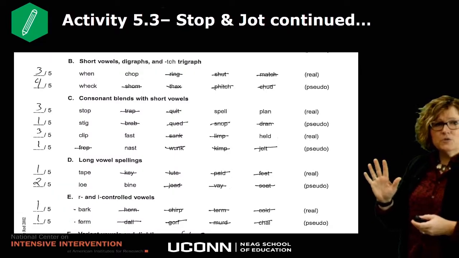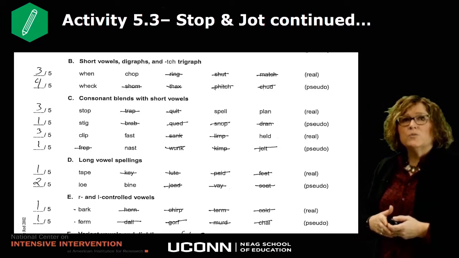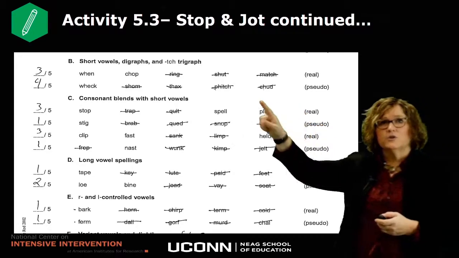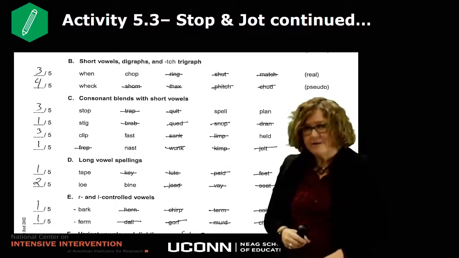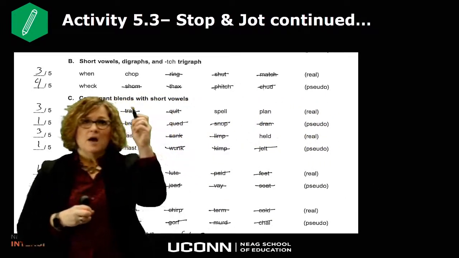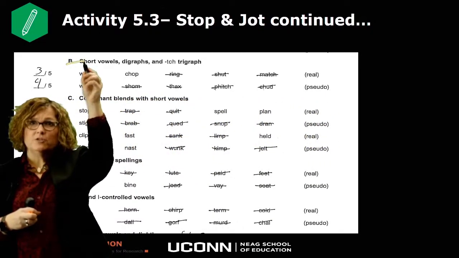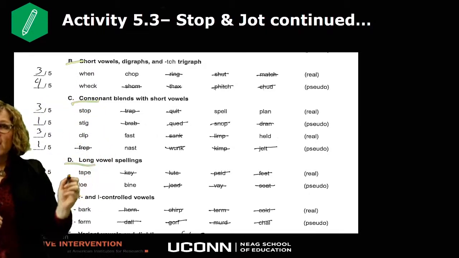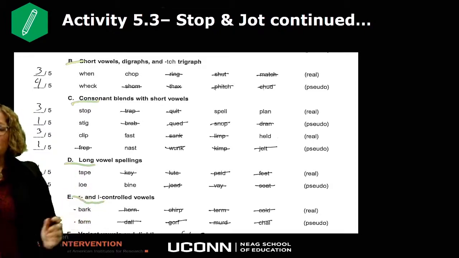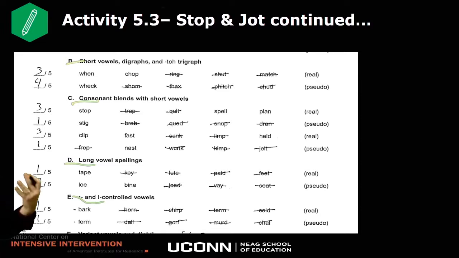So just to give you a sense of what this example is, we've got different skills like short vowels, digraphs, and the TCH trigraph. We've got consonant blends. Okay, so we've got short vowels, we've got consonant blends with short vowels, we've got long vowels, and then we've got R and L controlled vowels. As the student went through and read these, the words that are crossed out are the words that the student answered incorrectly. So what do you see as you look through?